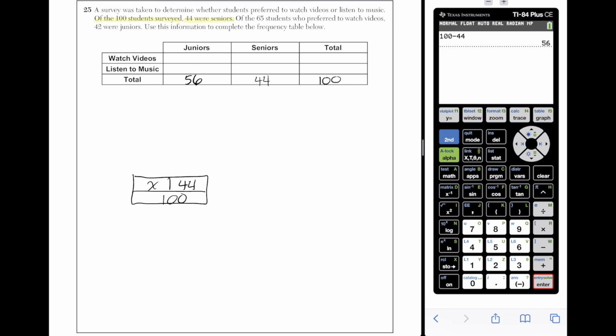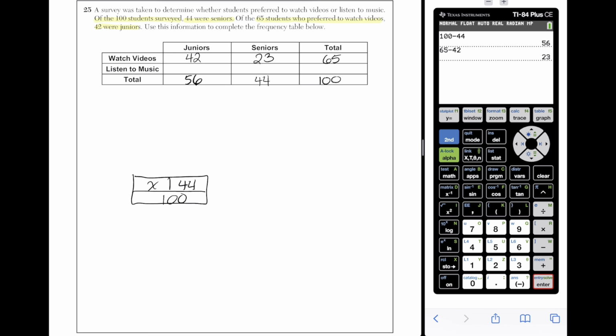And we have of the 65 students who prefer to watch videos. So we know that there are 65 who like to watch videos, 42 are juniors. So here's my 65, and we know 42 are juniors. So the rest of them have to be seniors. So you can, again, just use your calculator. 65 minus 42, and you get 23. And I'm using it just as a tool, not because I don't want to do the mental math. I just want to be careful at this point. But I can see that all of these add up to this number down here. 42 plus 23 and 56 plus 44 equals 100.